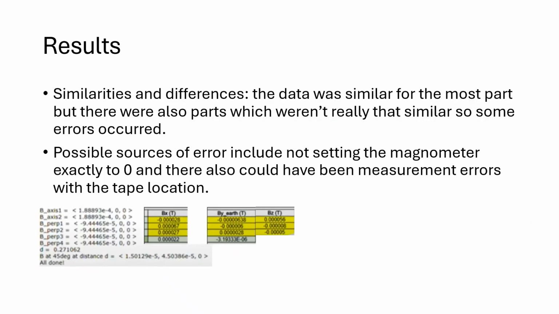For our results, data mostly match the theoretical model, but not perfectly. There were similarities overall, but also small inconsistencies likely caused by not aligning the magnetometer perfectly with north. There's slight measurement errors in placing the tape, or even small environmental magnetic interference from nearby phones or other electromagnetic devices. These all could contribute small shifts to the readings.